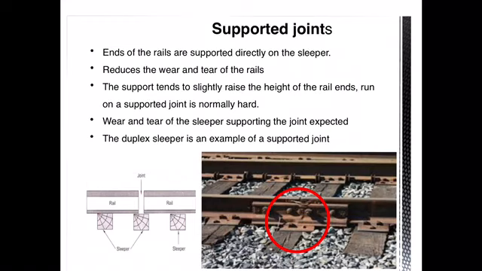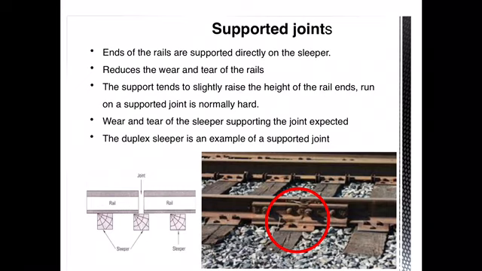We'll look into what that cantilever action is in the next type of joint. Since there is no cantilever action in supported joints, it is expected that the wear and tear of the rail can be minimized. But in actual practice, when the joints are provided directly over the sleepers, it tends to slightly increase the height of the rail end. As such, the run on the supported joint is normally hard, wear and tear of the sleeper is also expected since the joints are provided directly over it, and maintenance presents quite a problem here in the supported joints.